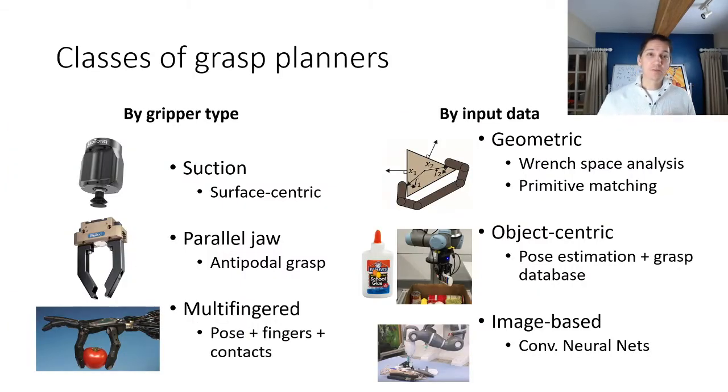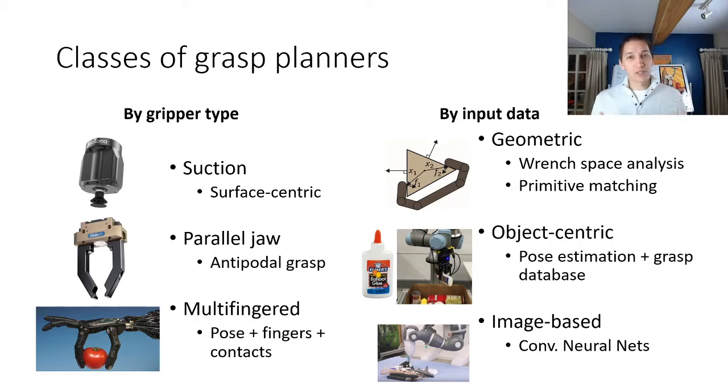There are lots of different types of grasp planning algorithms out there. This is a subject that's still an active topic of research, and we can classify many of these grasp planners by either the gripper type that they work with or also the input data types that they work with. Now, the gripper types go in increasing order of complexity from suction grippers to parallel jaw grippers up to multi-fingered grippers, which have a very high dimensional configuration space.